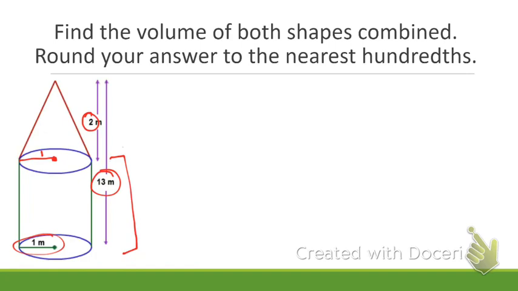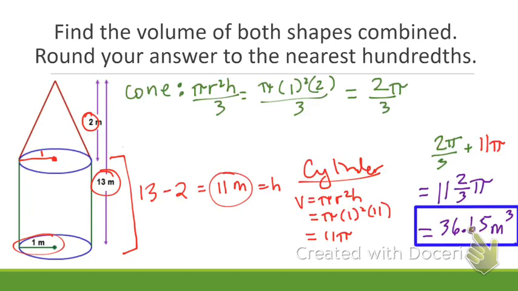Check your answers. Okay, so as you can see, I've separated into two equations. The cone is in green, and I got 2/3 pi for the cone. And then for the cylinder, I found out that the height of the cylinder was 11 meters because I had to take 13, which is how tall the entire shape is, subtract the 2, which is how tall the cone is, and I got 11. So 11 is going to go into my height when I solve this. I get 11 pi for that cylinder.